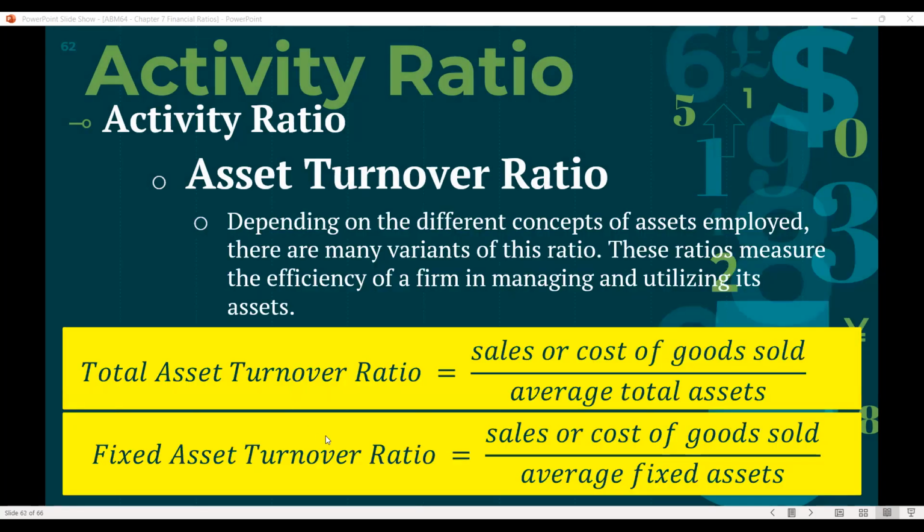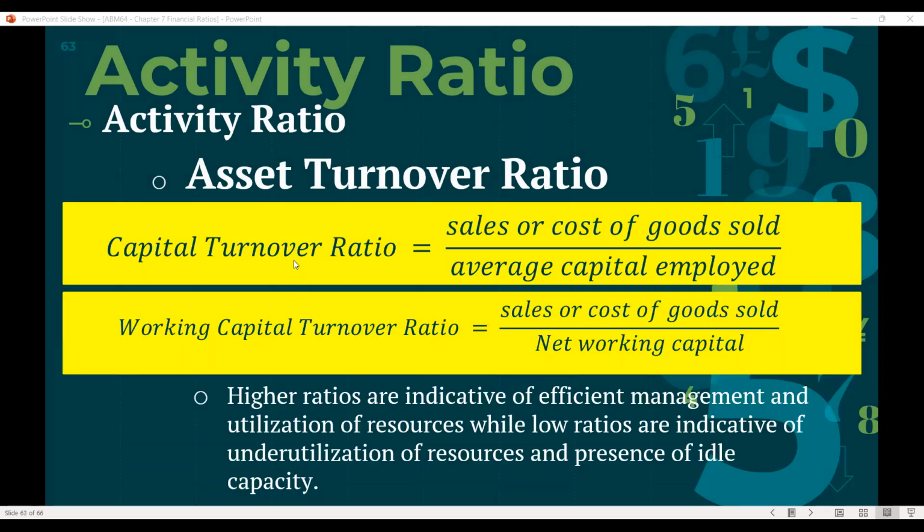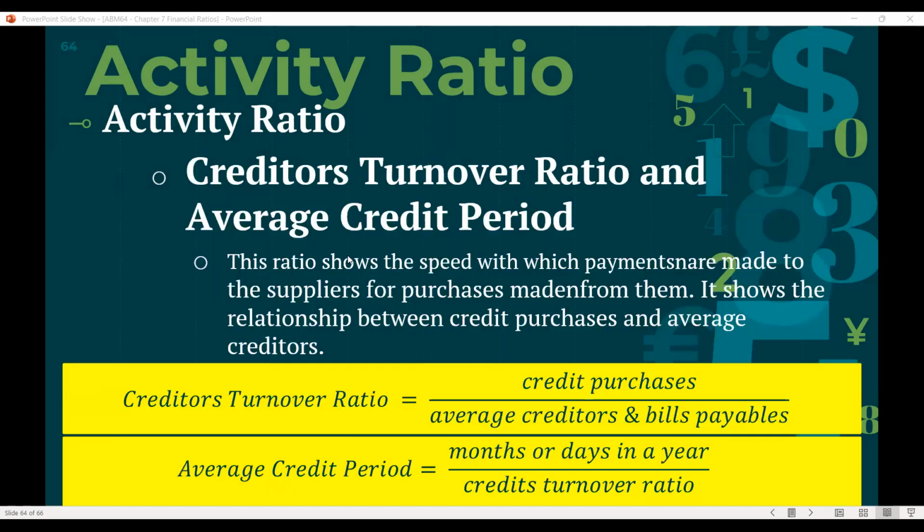Depende sa imo, unsa imong asset nga gusto i-check. Total asset, fixed asset, the capital nga imong gi-use, or the working capital nga imuhang gi-use. Capital or good as investment ni siya. So that's it for asset turnover ratio. Next, we have creditors turnover ratio and average credit period.